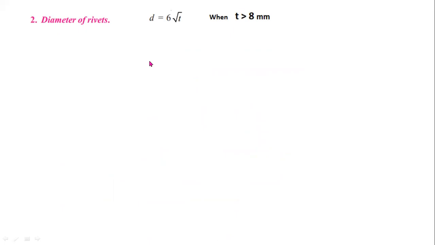Now for determining the diameter of the rivets, you have to use two formulas. First, if the thickness of the boiler shell is greater than 8 mm, then you have to consider the diameter of the rivet d equal to 6 root T. This is the formula for the diameter of the rivet when thickness T is greater than 8 mm. If the thickness of the boiler shell is less than 8 mm, then you have to consider PS equal to PC. By equating these two values, you can get the value of the diameter of the rivet.